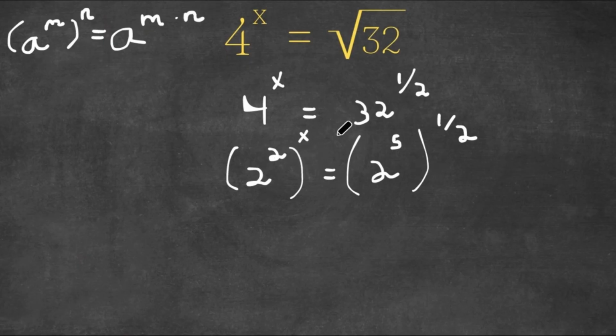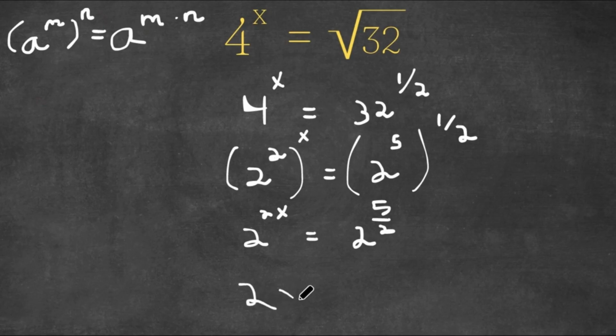So 2 to the power of 2 to the power of x would equal 2 to the power of 2 times x, which is simply just 2x. Now this is equal to 2 to the power of 5 to the power of 1/2. This would equal 2 to the power of 5 times 1/2, which is simply just 5 over 2. Now, as you can see, we have the same bases. Both of the bases are 2 and 2. So now this means that the exponents are the same as well, meaning 2x is equal to 5 over 2.